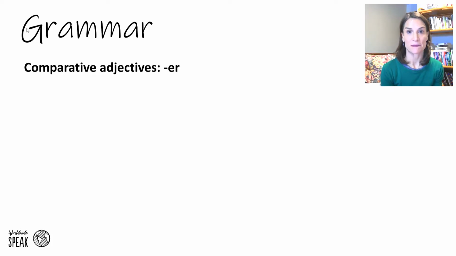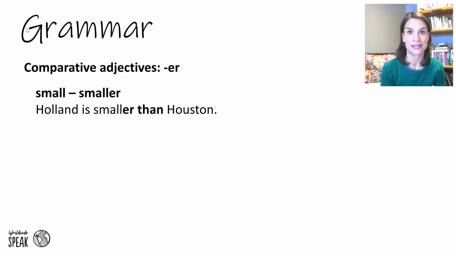The grammar of comparisons. When we compare two things, like two cities, often we're going to use comparative adjectives. And there are two main structures that we use for forming comparative adjectives. If the adjective is short, we're going to add ER to the end of it. So for example, small, smaller. I'm going to make a sentence like this. Holland is smaller than Houston.